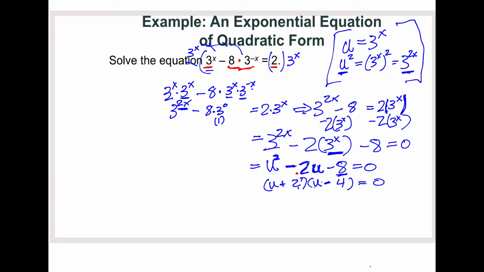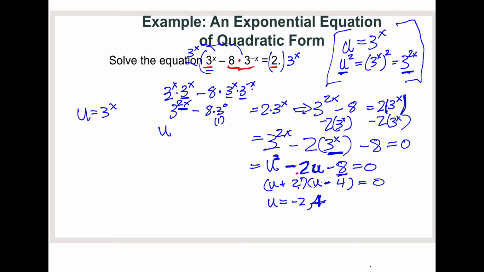All right. So the u values are u equal to negative 2. That's a solution. And then u equal to positive 4. So negative 2 and positive 4 are my two u solutions. Let's find the solutions for x. Remember, u equal to 3 to the x.